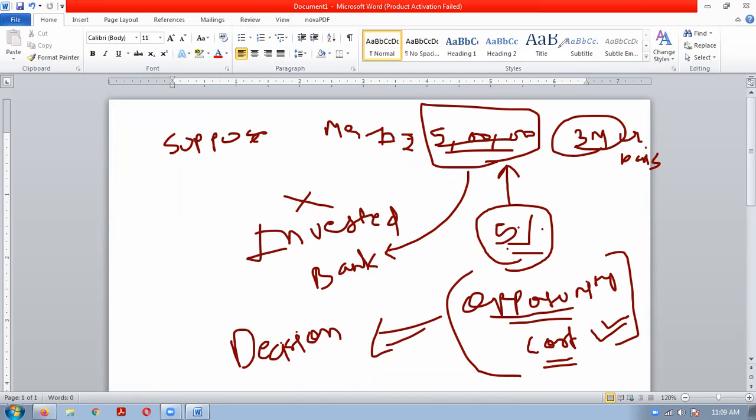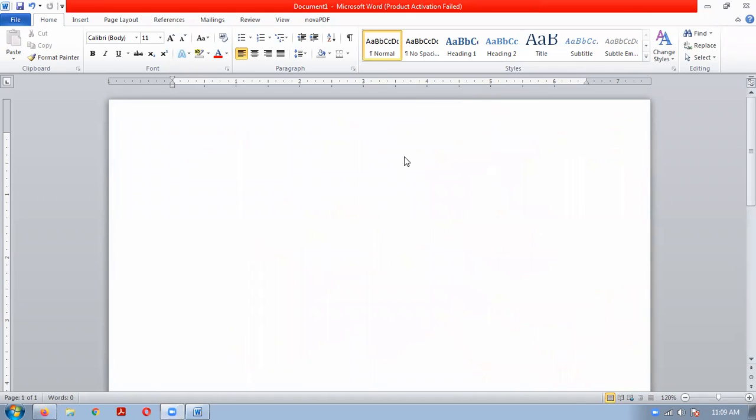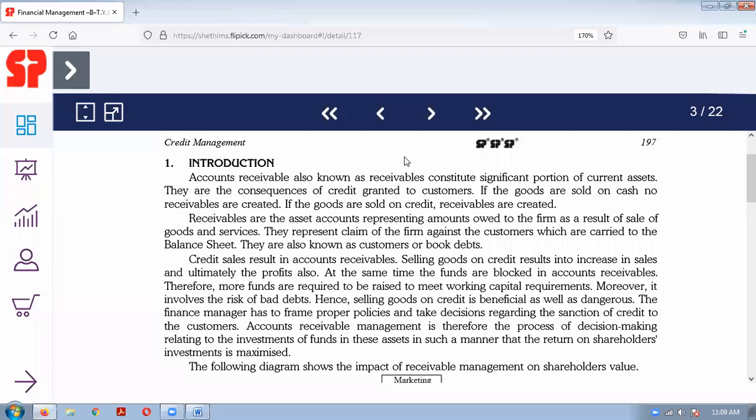Clear? So this is the concept of opportunity cost, and of treating the debtors or receivables as an investment and trying to maximize the return on shareholders' investment. Clear this much, everybody?